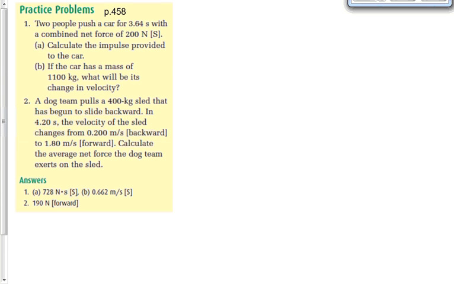All right, everyone, let's take a look at number 2 here. It says a dog team pulls a 400-kilogram sled that's begun to slide backward. In 4.2 seconds, the velocity of the sled changes from 0.2 meters per second backward to 1.8 forward. This is not a strange unit, like kilometers per hour or grams, but I'm still going to circle it in red or highlight it in pink, because it's something that can clearly lead me to a silly mistake. One's forward, one's backward, one's positive, one's negative.